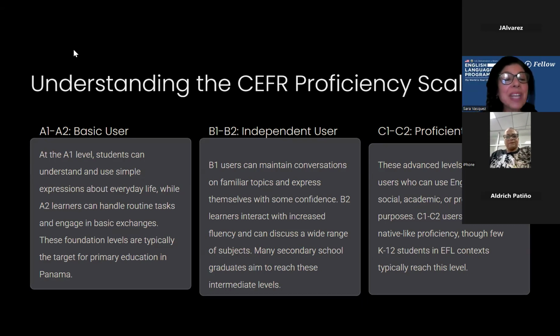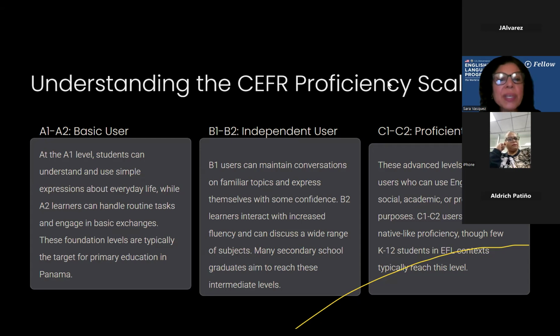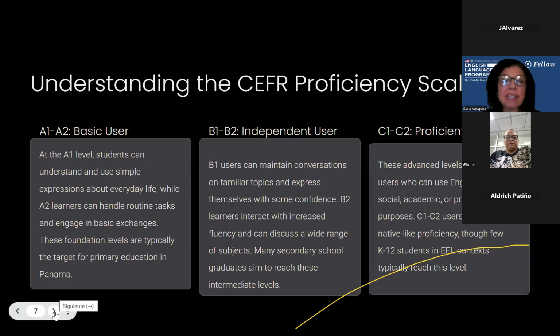I'll go ahead. As an independent user at the B1 to B2 level, users can maintain conversations, so that means they're already getting better at their skills. They use familiar topics to express themselves with some confidence. B2 learners interact with increased fluency and can discuss a wide range of subjects. And many secondary students, the school graduates, aim to reach these intermediate levels. So we won't bother to do C1, C2 because I think you get the idea. Beyond high school, maybe in college, you'll reach a C1, C2 proficiency level. Or even in high school sometimes it overlaps depending on your competences. Great. Let's go on then.